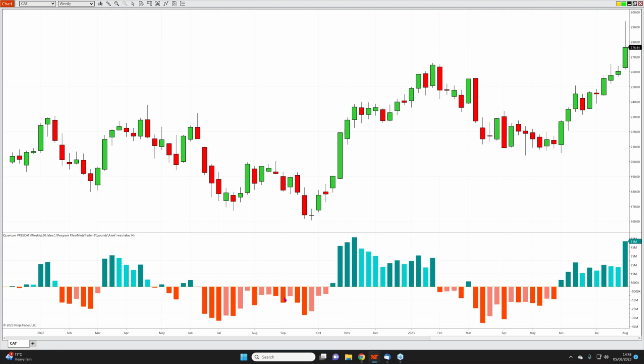So this is what I meant by reading the chart is very similar to reading the VPA chart, the volume chart, where we're looking at those fundamental principles that we want to see in action when we see price action rising, price action falling.